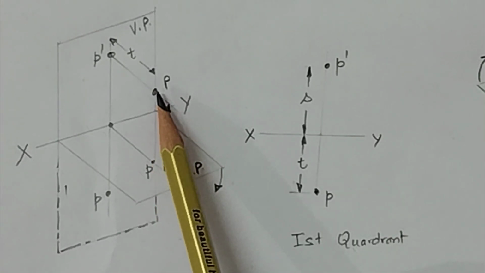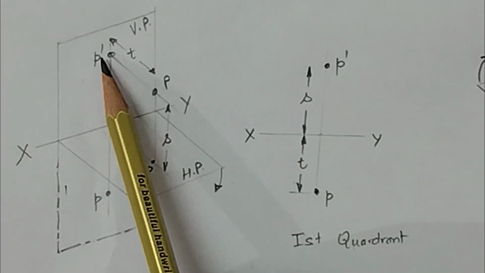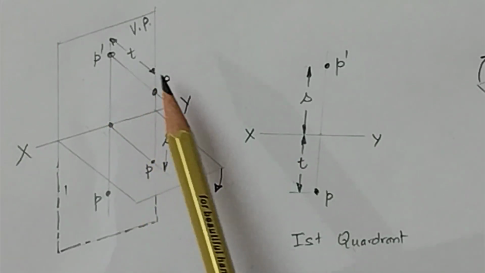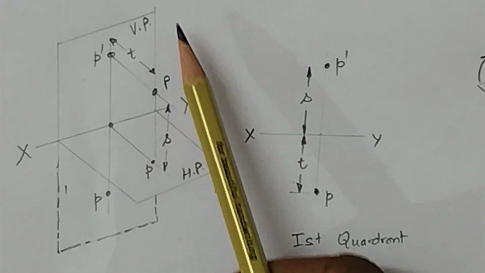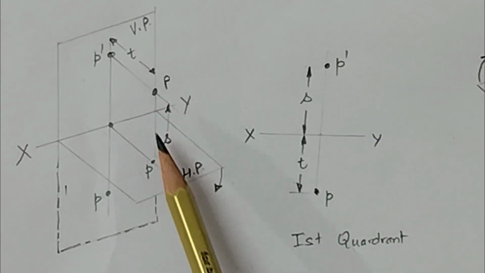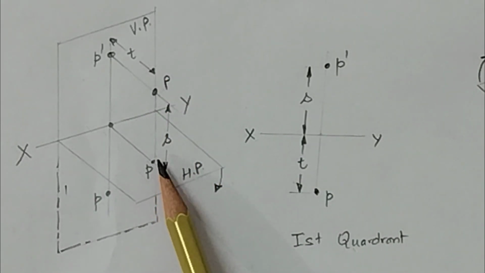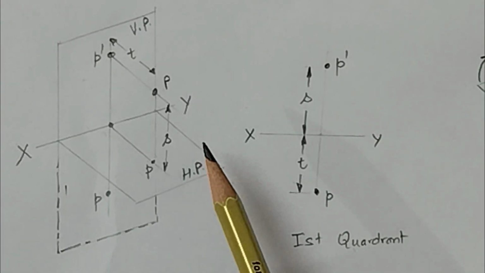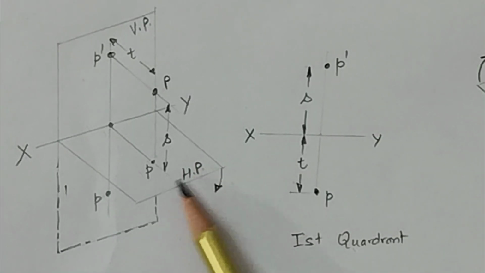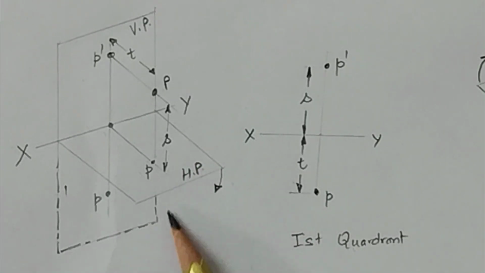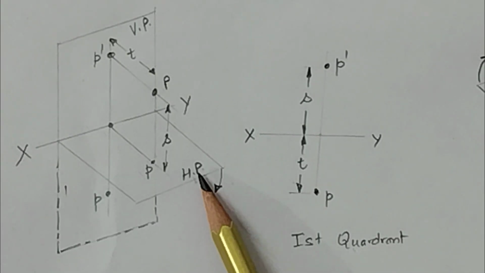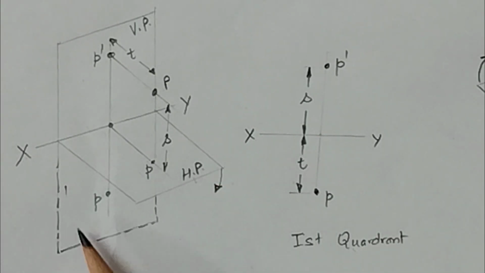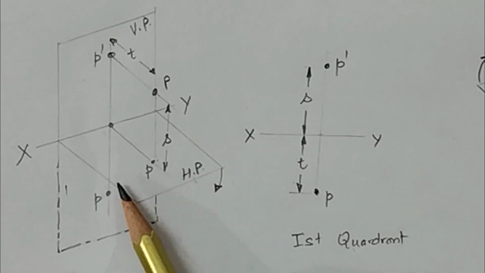To get the front view, we view from this side, and the projection of this point will lie on the vertical plane. So we mark it as P dash. Then to observe the top view, we view from the top side, and its projection will lie on the horizontal plane. We mark it as P. To make it two dimensional, we just rotate this horizontal plane 90 degrees clockwise. When we rotate this horizontal plane, it becomes vertical. So the point shifted from this position to this position.